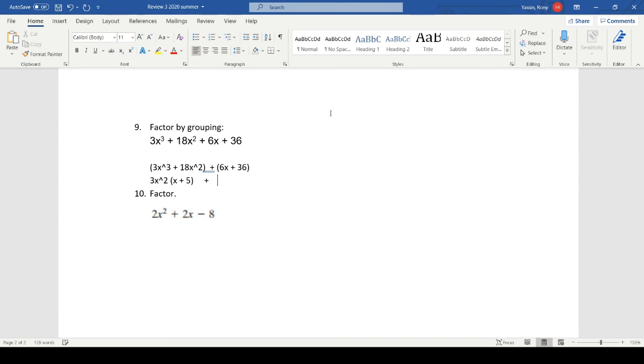Now, on the second one, we have a parentheses with 6x plus 36. So a common factor between these two. Well, let's look. This one has an x and this one doesn't, so x cannot be a common factor. But if you look at the numbers 6 and 36, these share a common factor of 6. So you can take out 6. So now 6x divided by 6 is just x. And then 36 divided by 6 is going to be 6. Okay, so that's that parentheses sorted out.